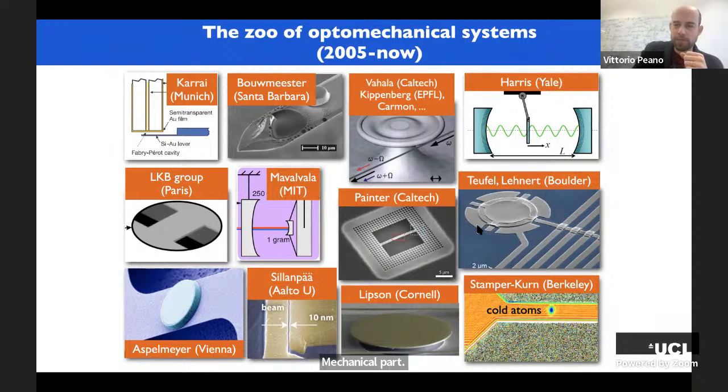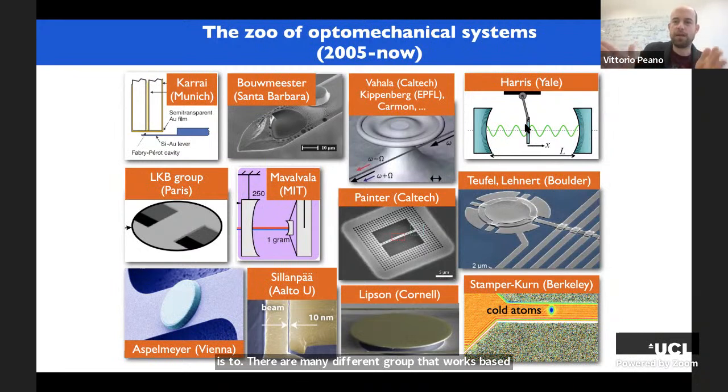Another very interesting platform is this microwave platform. The idea is that I have this strand, which is the mechanical resonator, and it changes the capacitance of a microwave circuit. So I can think of this as microwave light coupled to a mechanical resonator. A bit of a comment on this: this is also a very important and early platform. There are many different groups that work based on this concept.